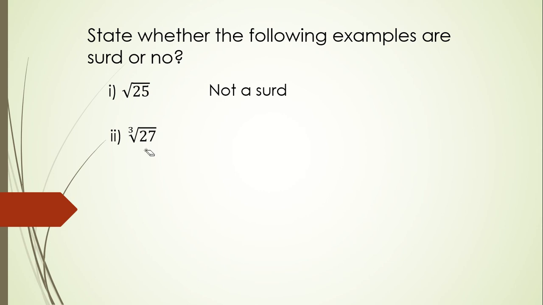27 is cube of 3, right? 3 3s are 9 and 9 3s are 27. So cube of 3 is 27 and therefore cube root of 27, the answer is coming 3. So this is again not an irrational number. Cube root of 27 is not an irrational number. Therefore, this also is not a surd.